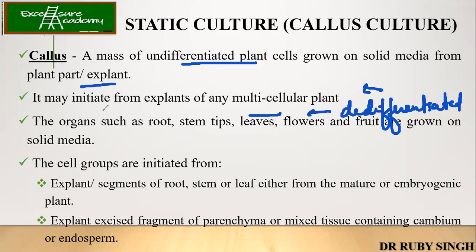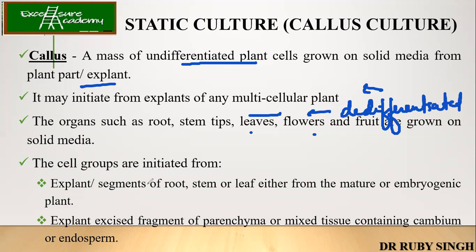Okay. Now, it may initiate from explants of any multicellular plant. So, any plant can be cultured in plant tissue culture. It's just that उनके requirements अलग-अलग होती हैं. Okay. Now, the organs which can be used are root, stem, leaves, flowers, fruits, etc. Now the cells are initiated from the explant or the segments of the root, stem or leaf, either from the mature or the embryogenic plant. So you can also use the embryogenic stage of the plant in order to carry out the plant tissue culture.